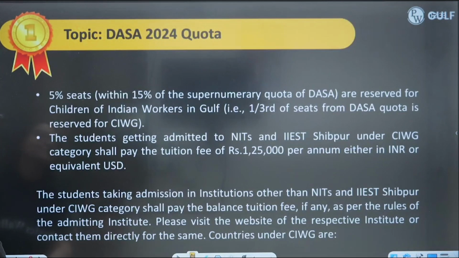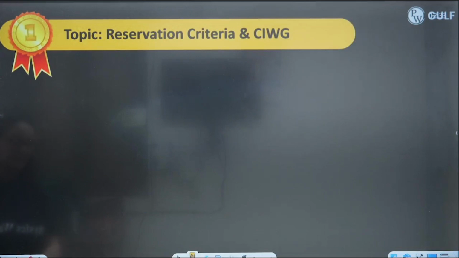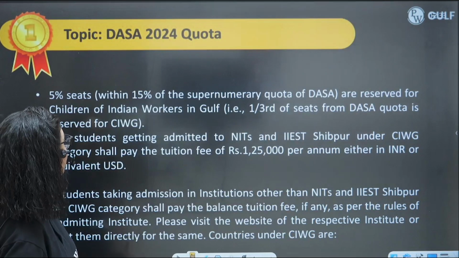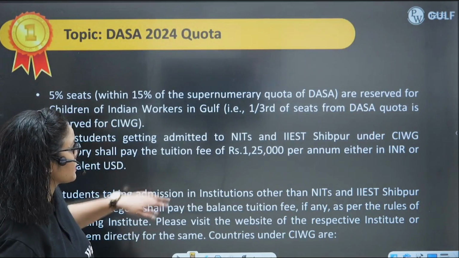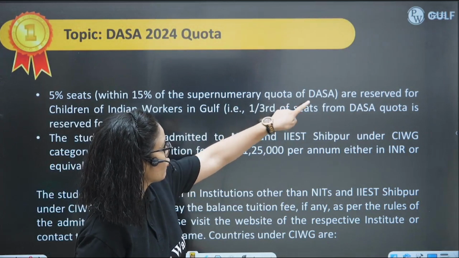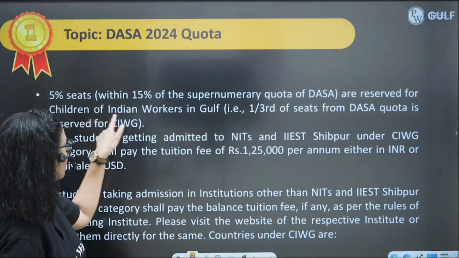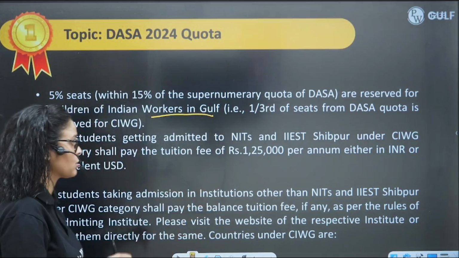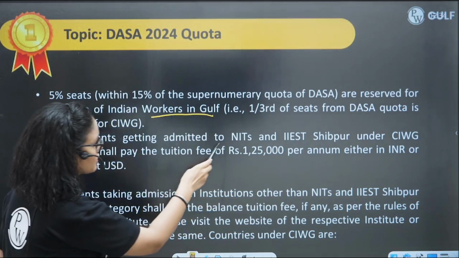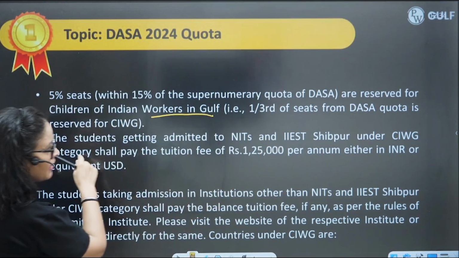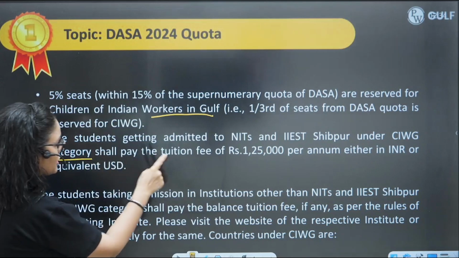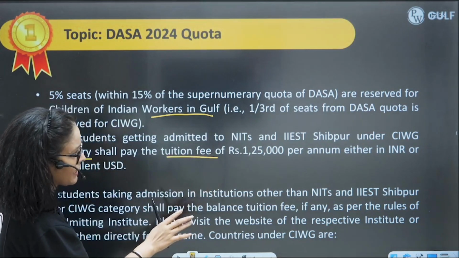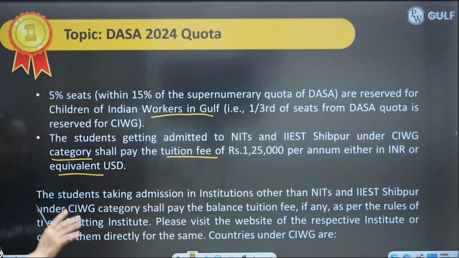Next, we will see the reservation criteria. As I was talking about the CIWG, we'll understand what it is. So 5% of seats within the 15% supernumerary quota of DASA are reserved for the children of Indian workers in the Gulf. So these people come under the CIWG quota, right? Students getting admitted to NITs, IIITs under the CIWG category shall pay the tuition fee of this many rupees per annum, either in INR or equivalent in USD.